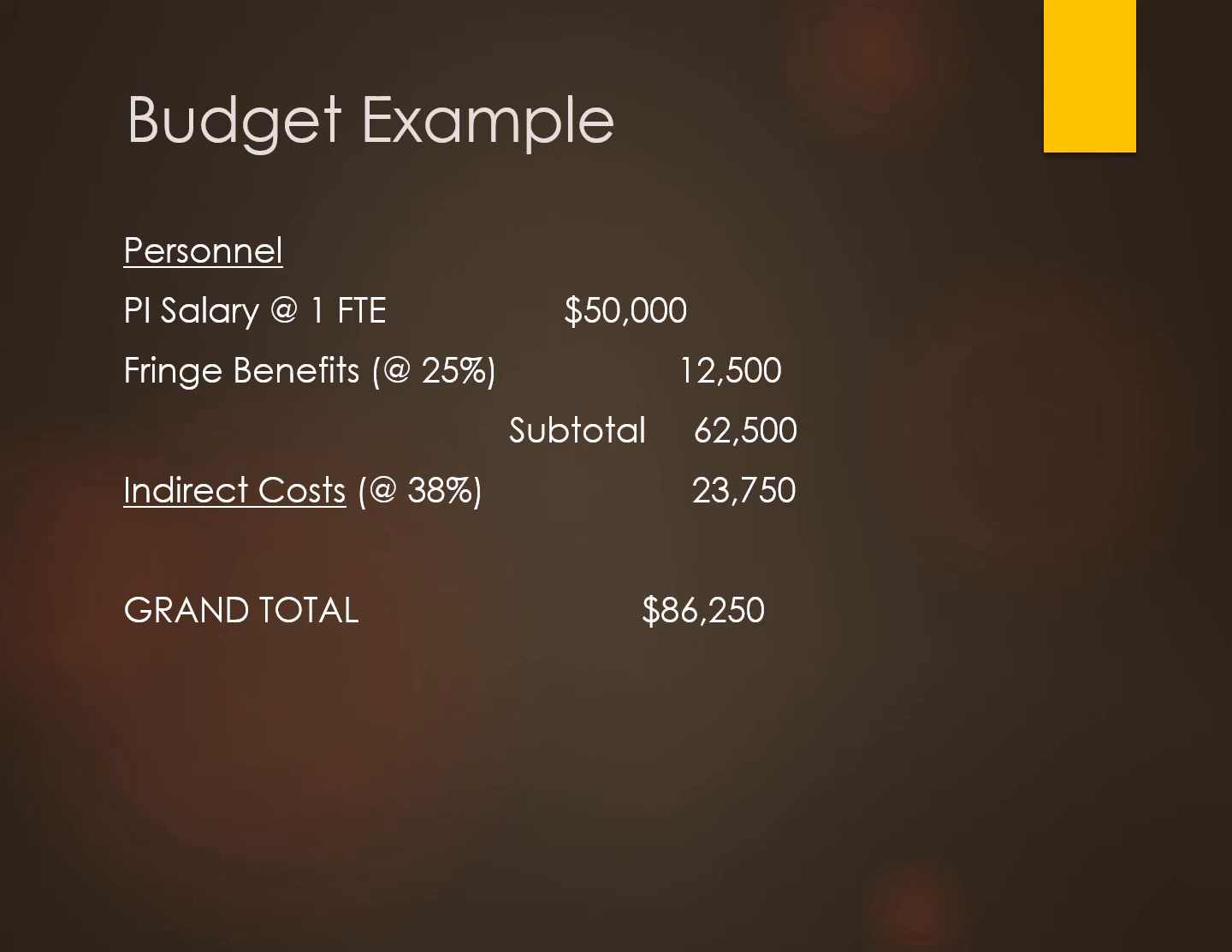Then we subtotal that, so we get $62,500. And then we're going to calculate indirect costs at 38%. And we're going to do this based on the subtotal there, not the full-time salary at $50,000, but the subtotal. So we're looking at 38% of $62,500 being $23,750 for a grand total of $86,250. That's our total cost to complete this project.